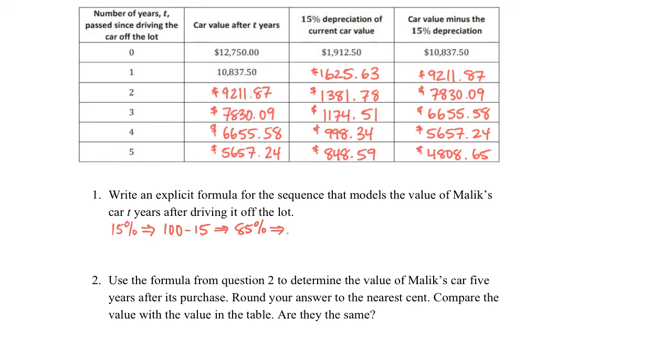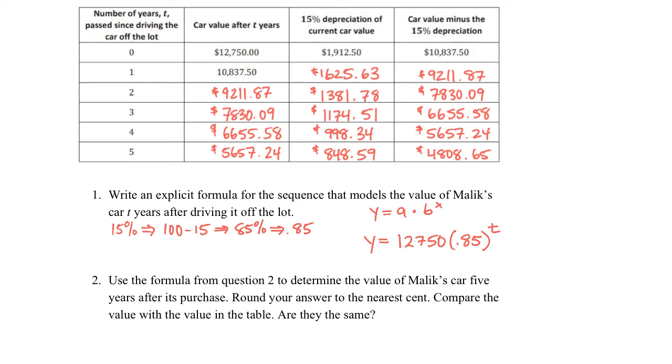And of course, we're going to turn that into a decimal just like we always do. So that's going to be 0.85. So that means that we can still follow our normal y equals a times b to the x. A is our initial value. B is our growth factor. So in this case, the value of Malik's car is going to be $12,750 times our growth factor. It's really decay, but we call it growth factor of 0.85. And since they told us to use T, there's T.